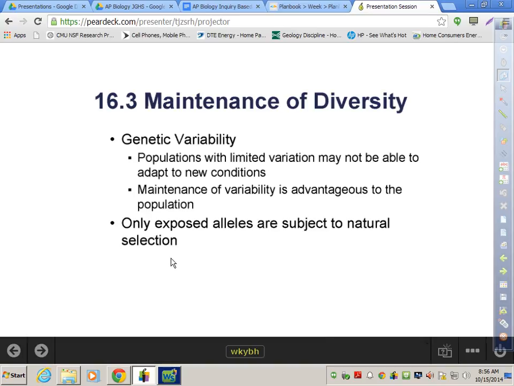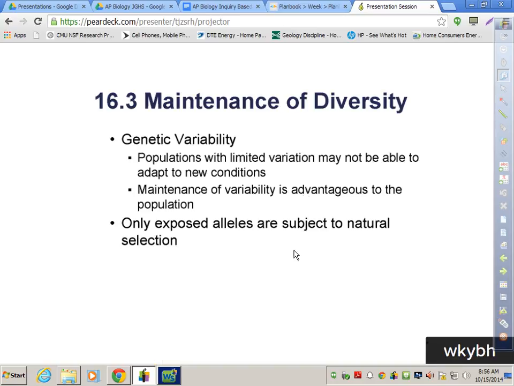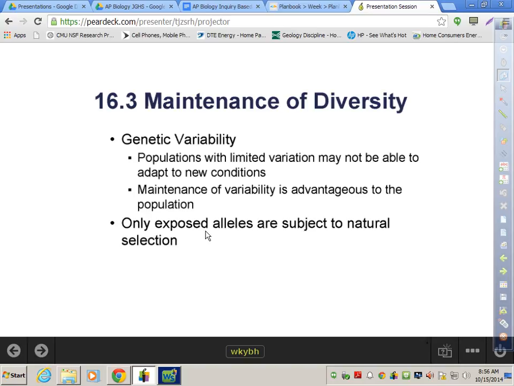Now, only exposed alleles are subject to natural selection. It makes me think of a group that's out right now, like that ISIS group. They want only their own kind. Okay? We need to not have those types of people running anything because taking away diversity hurts us. Look at America. There's a reason we're so awesome. It's because we're so diverse. Look at all these choices we have to choose from. Okay? Everybody comes here from all over the place, and then we get to choose what we want. It's fun, right? It's evolution in action. So only exposed alleles are subject to natural selection.